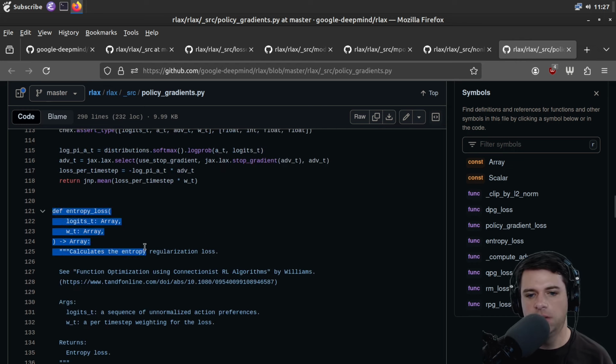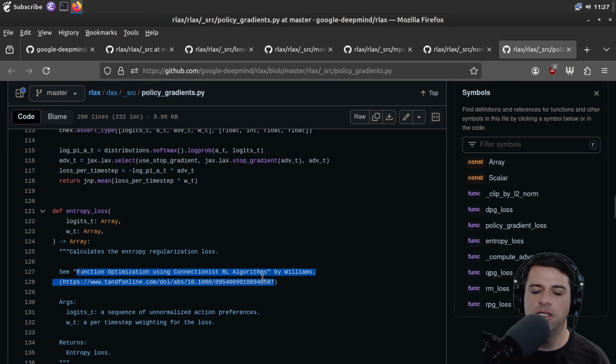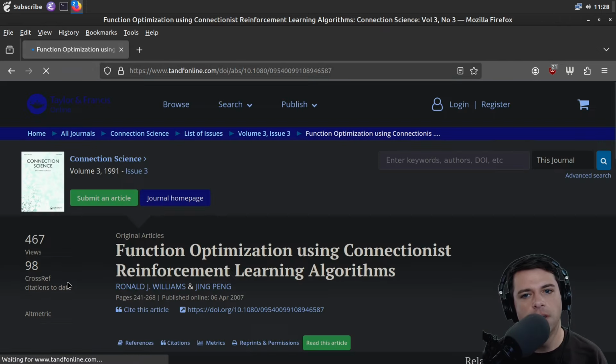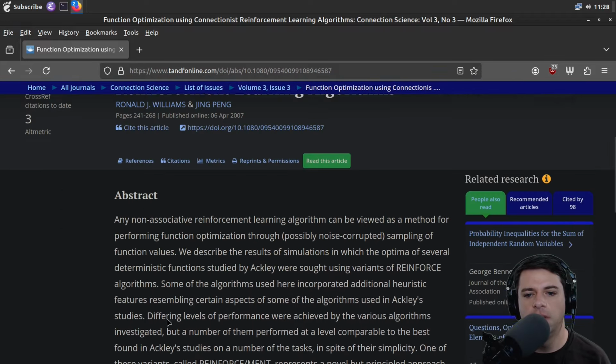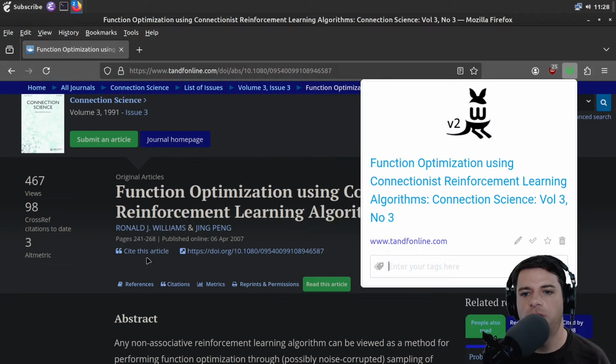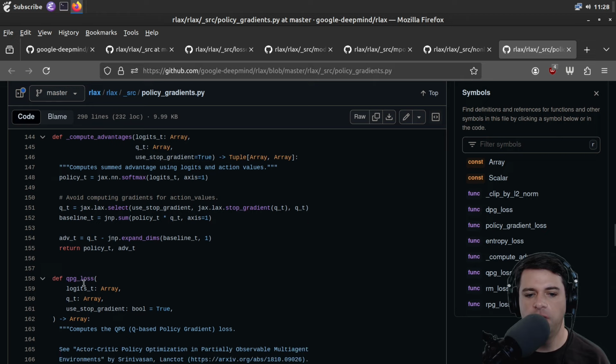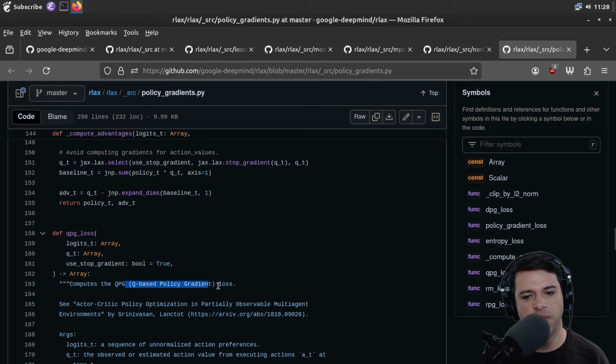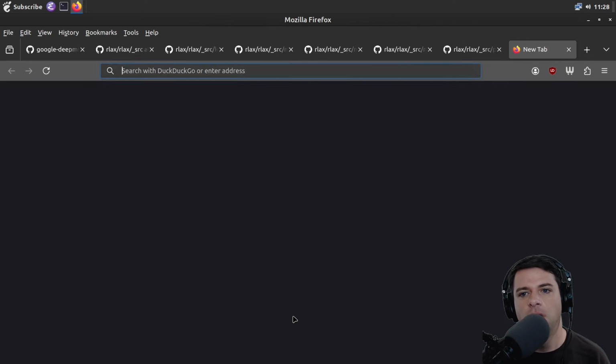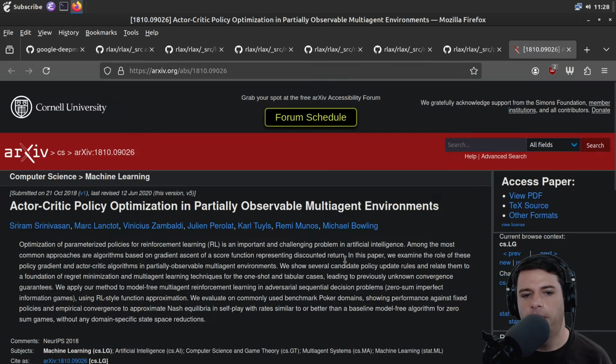And we've got entropy loss. And it says, function optimization using connectionist RL algorithms. Connectionist is not a term I've heard in many years. What year is this? 2007. This is just the abstract, but I might as well read the abstract. We won't do that on here. And then we have QPG loss, which computes the QPG, Q-based policy gradient. See actor critic policy optimization in partially observable multi-agent environments. And I will read that as well. I think I've heard of this paper before.